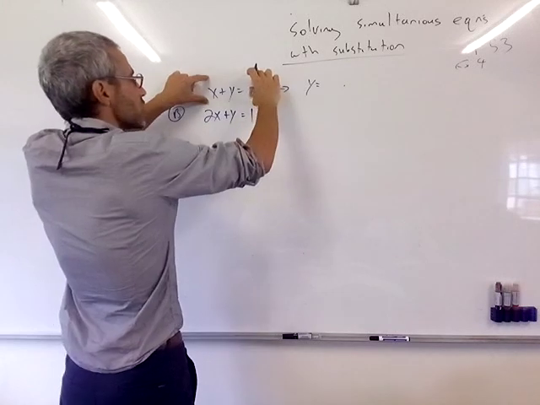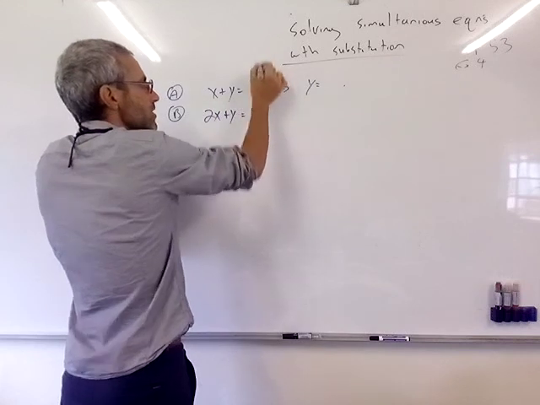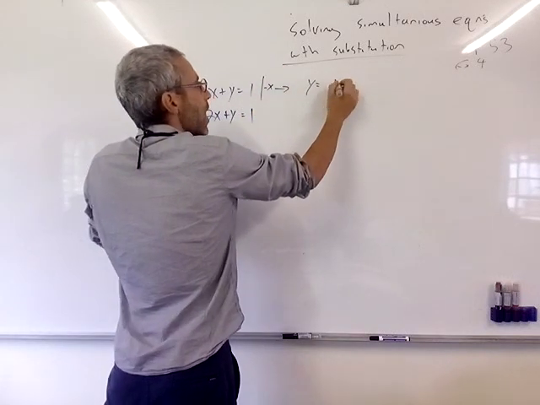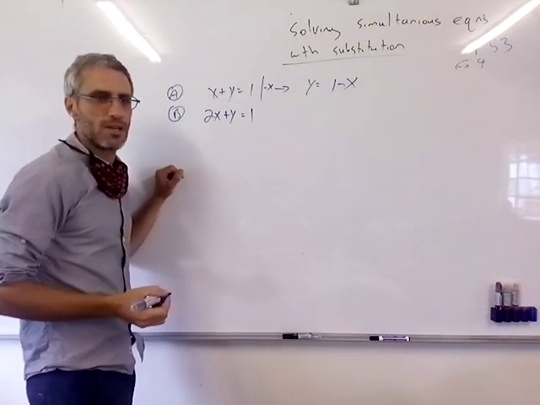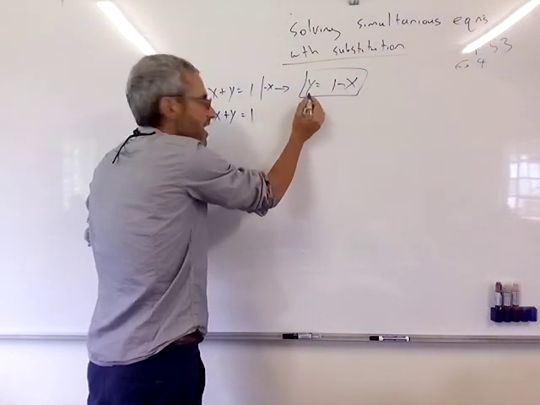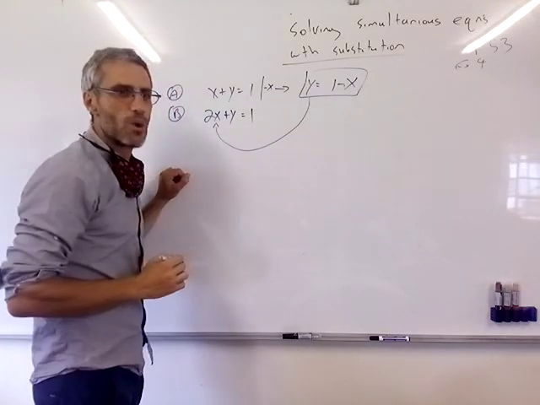Just in this equation, how do I do? y equals what? Okay, so I need to do minus x, right? So y will be equal to 1 minus x. You see, it's already much easier. Now, I express y in terms of x. We're going to put it into the x in the other equation.